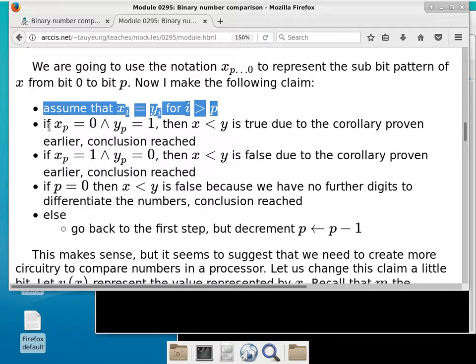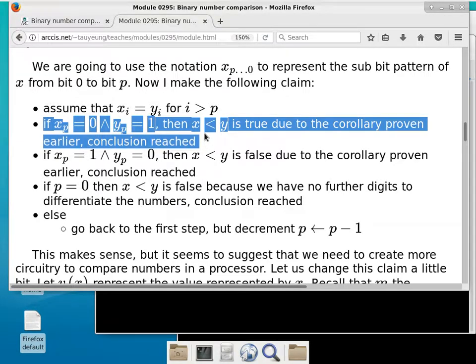And then we look into this part here, the second sentence. Can we say that this is true? Let's see what it is trying to express here. If bit p of x is a 0, and bit p of y is a 1, then we can make a conclusion that x is in fact less than y. And we're done. The comparison is over because we now have a conclusion. Is that okay, based on the assumption of the first line? Yes? Okay, very good.